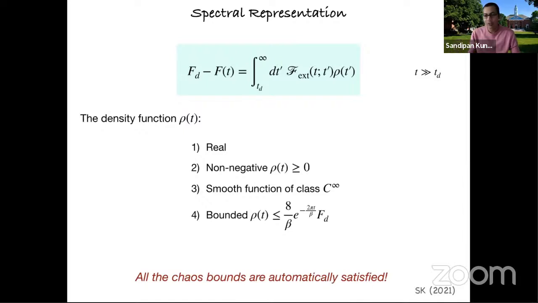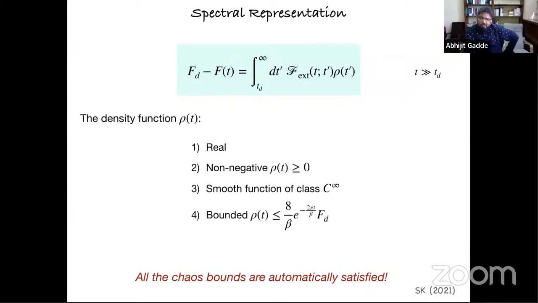You can just take this expression and map time to energy and scrambling time to something like chemical potential. Then this F extremal will turn out to be exactly the Fermi-Dirac distribution, if you just substitute t by E and things like that. Then you'll have an integral of the Fermi-Dirac distribution with rho of some E. It's kind of amusing why the Fermi-Dirac distribution emerges from this, but it's exactly the Fermi-Dirac distribution.